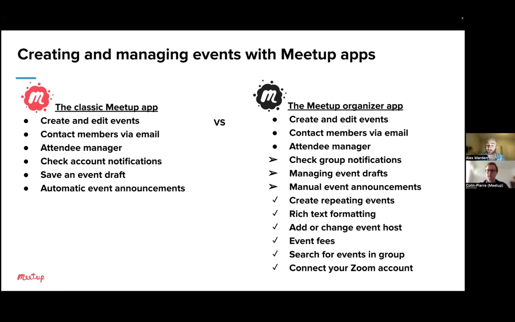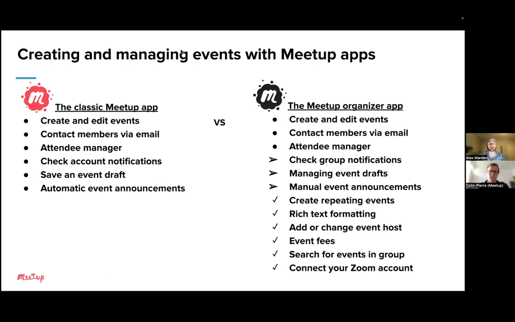The Meetup for Organizers app creates a much more robust experience and offers some additional features. Some of them are going to be the same as the original app. You can still create and edit events. You can still contact your members with your email tool, and you can still manage your attendees. But our next few bullets here are expanded capabilities. There are similar features to what were available in the classic app, but now they've created a broader experience and a more specific experience for organizers.